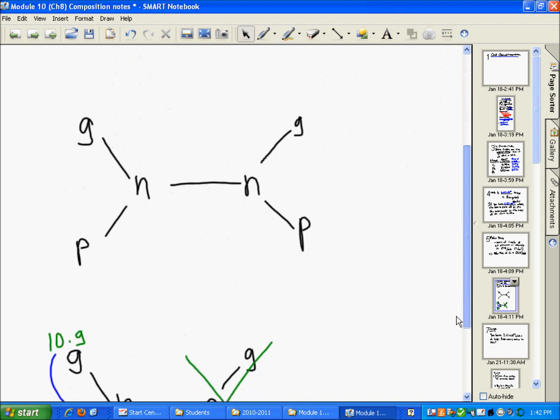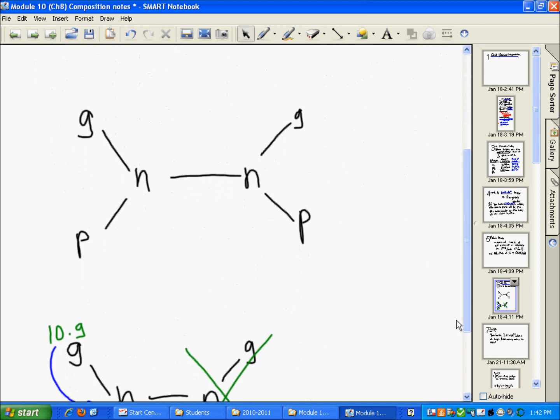Well, let me describe the mole map to you before we get into using it. First thing, to draw a mole map, what you do is you connect a G to an N, and then an N to a P. So G, N, and P. And the G stands for grams. The N is for number of moles.